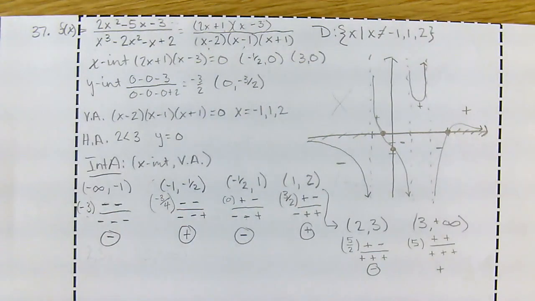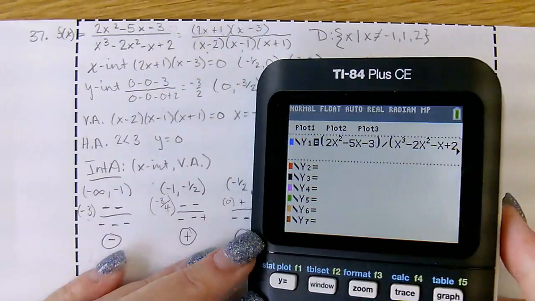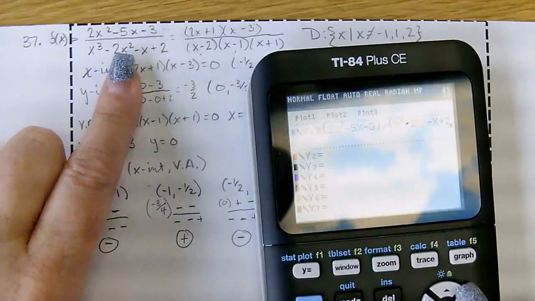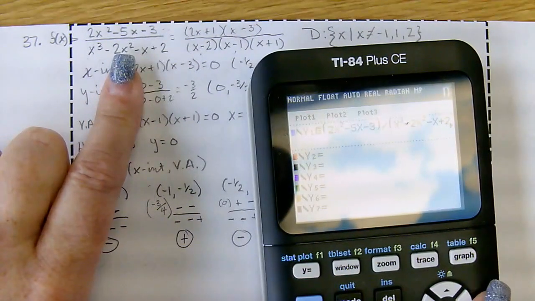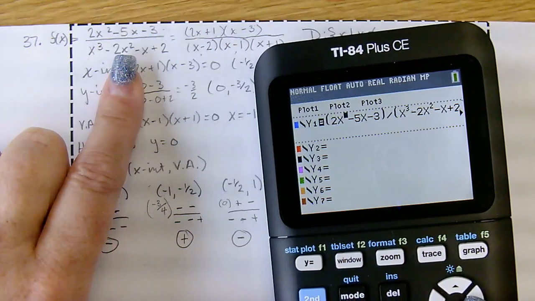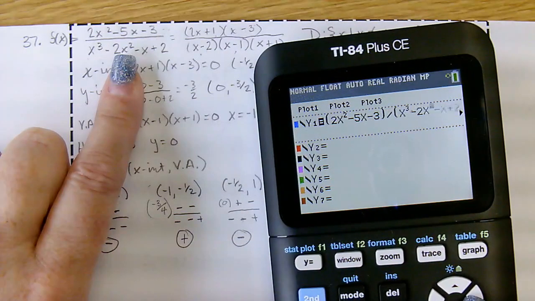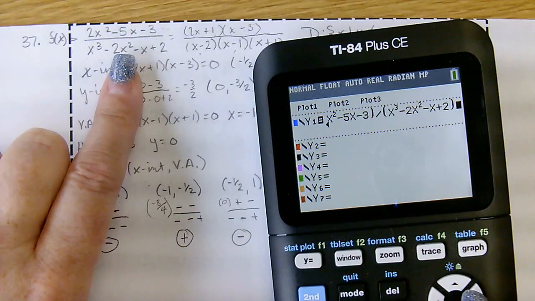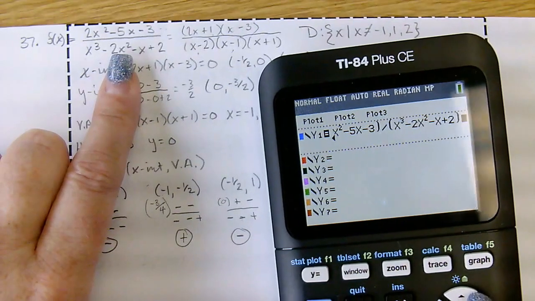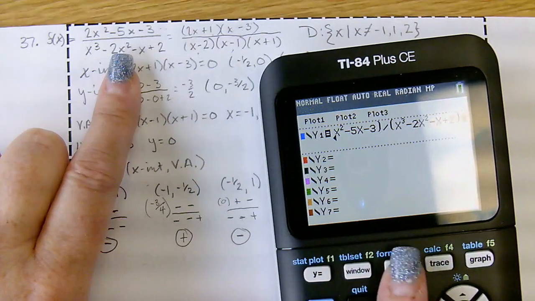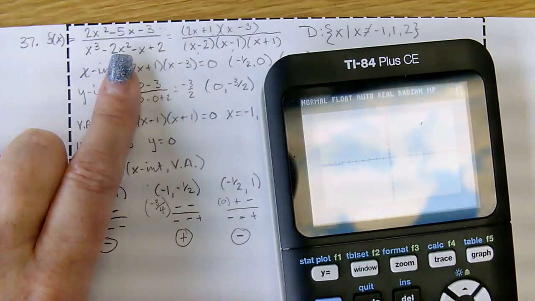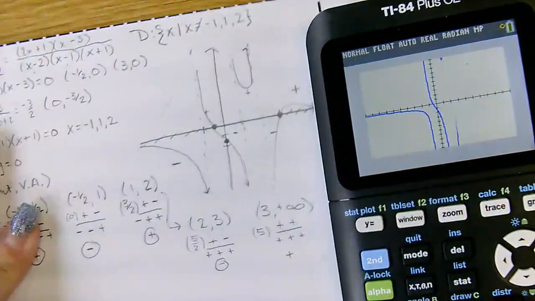So I want you checking your answers today because they are even, and I want you to know if you're right or wrong. So make sure you put in the original problem, putting parentheses around your numerator and your denominator, and the reason we put the original and not the reduced is what if I reduced it incorrectly. And then hit your zoom 6, and I'm going to move this over so we can see it.